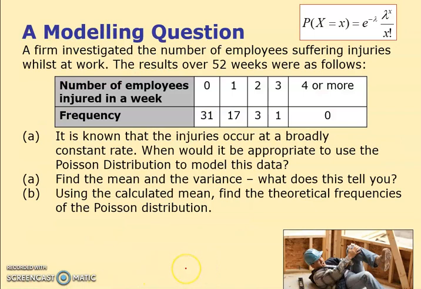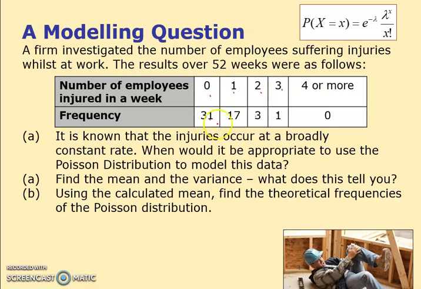A modelling question, so very much different. A model is basically where we try to fit real data to a situation. Now, it is broadly known that injuries occur at a broadly constant rate. So this is a firm looking at how many people get injured at work, and obviously in one particular week, we got 3 injuries. In 3 weeks, we got 2 injuries. In 17 weeks, we got 1 injury, and in 1 week, there were no injuries at all.